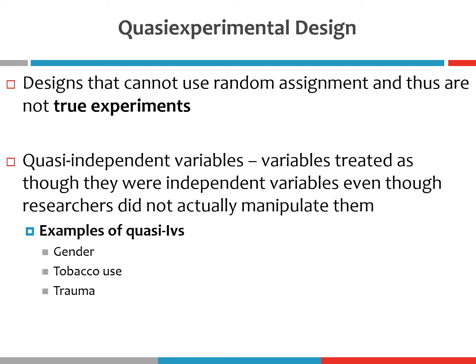So again, the key difference with quasi-experimental designs is there's no random assignment. We have to find populations that already meet a pre-existing criteria, right? So we find males and females, we find smokers and non-smokers, we find children with trauma histories and children without trauma histories, and compare these groups on whatever our dependent variable is, right?